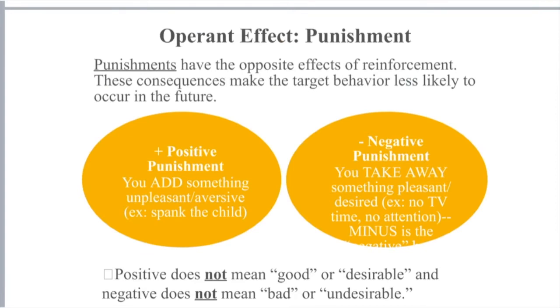So then we're going to flip. We've been talking about reinforcements this whole time, but there are also going to be punishments that we are going to need to recognize. Punishments have the opposite effect of reinforcement. In fact, these consequences make the target behavior less likely to occur in the future. There are positive and negative punishments, right? A positive punishment, you add something unpleasant or aversive.